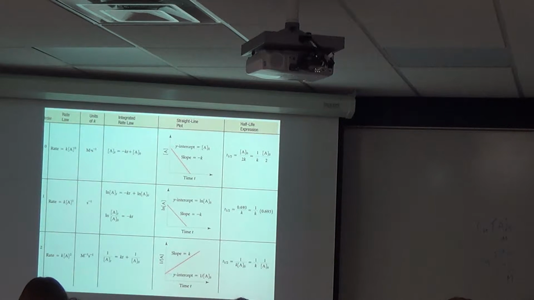Alright, so this table summarizes some of the very important, very common three types of chemical reactions. The zeroth order on top, and your first order, second order. Okay? So when you have time, you can try to verify all this information. Okay?